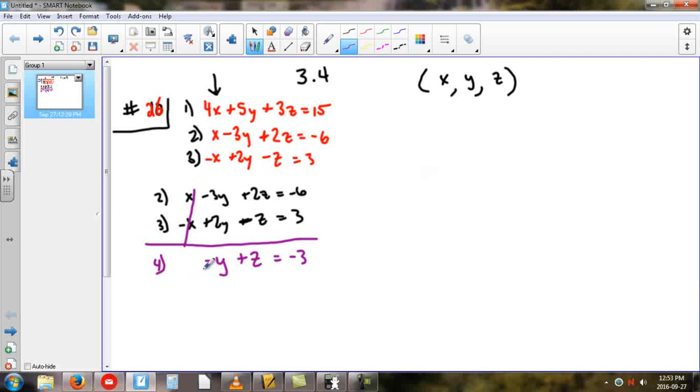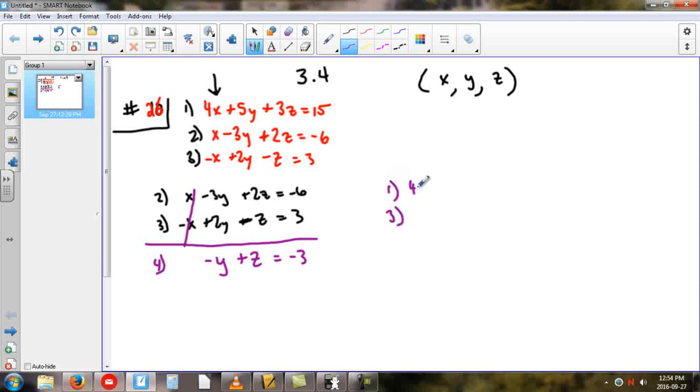Now I need to do this again. I need another equation where there is no x, but I can't use 2 and 3 again. I either need to use 1 and 2, or I need to use 1 and 3. It makes absolutely no difference. But since 3 has a negative x, and this is a positive 4x, I like that combo. So I'm going to do 1 and 3.